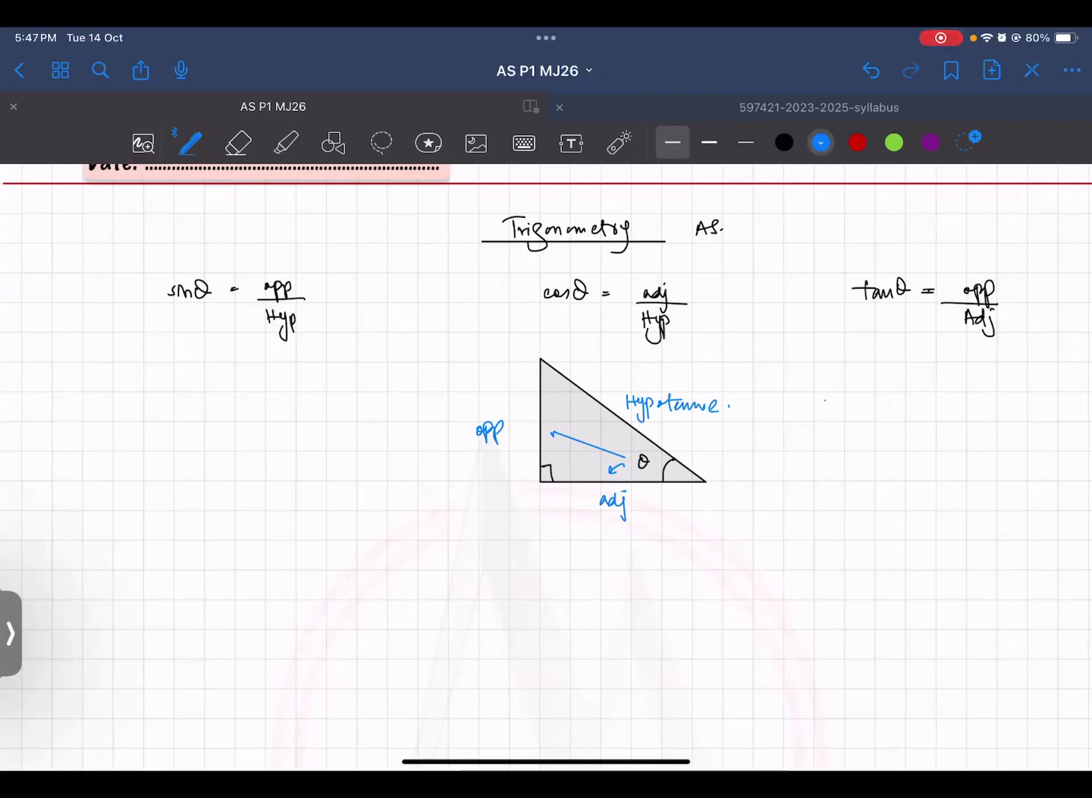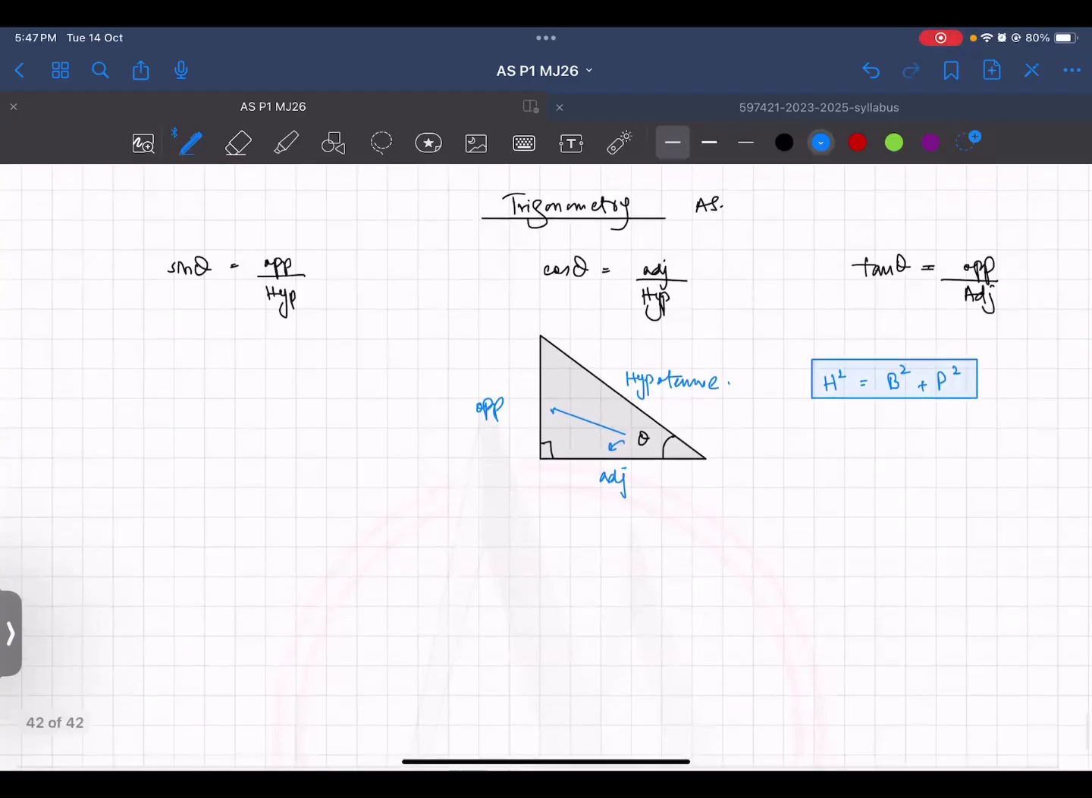We also know the hypotenuse squared is equal to base squared plus perpendicular squared. Right now, you won't use this Pythagoras theorem in the pure trigonometry chapter, but you would use it in the other trigonometry chapters, like circular measure, where you would use the geometric part of trigonometry. But right now, in this chapter, we are more concerned with the angles part.